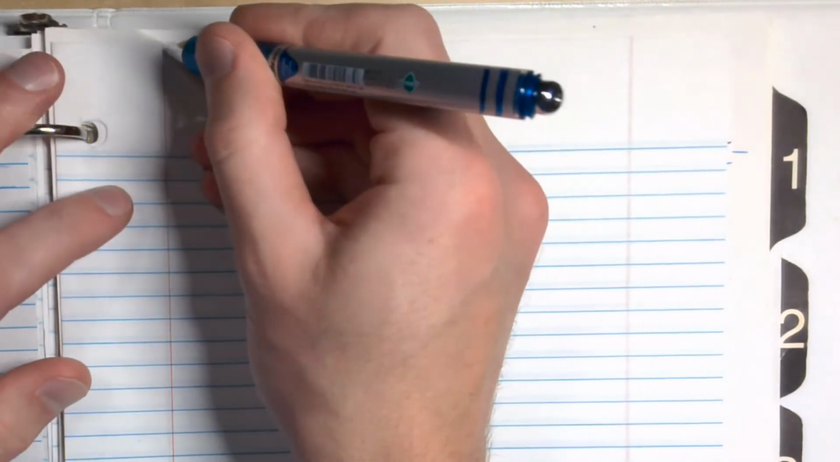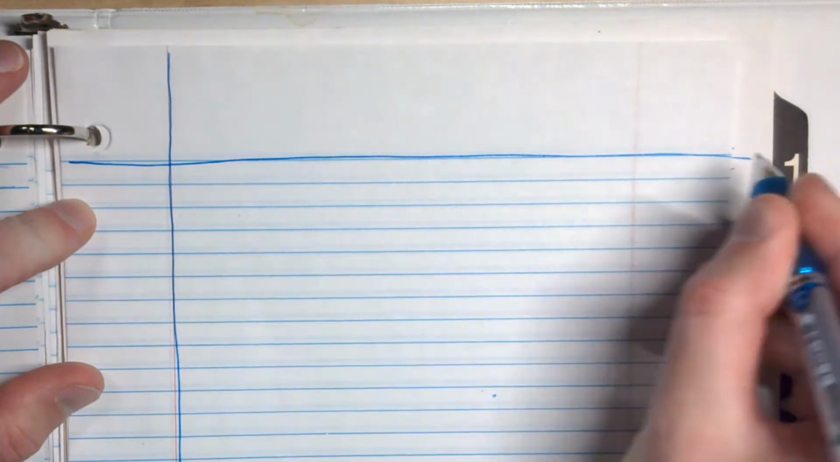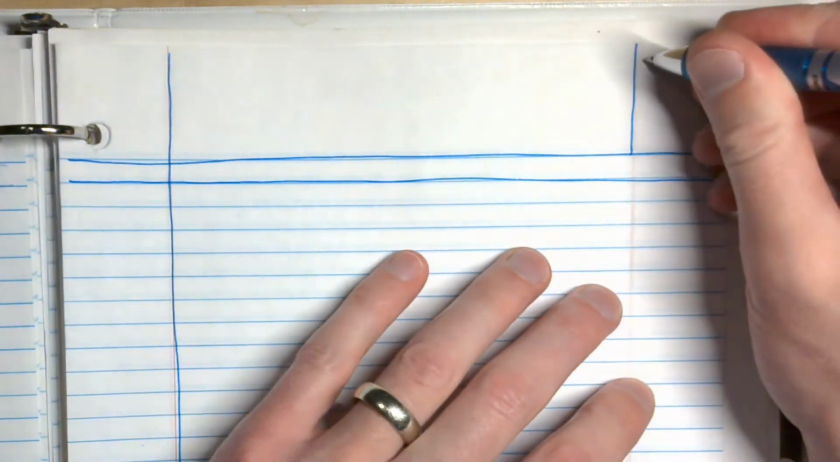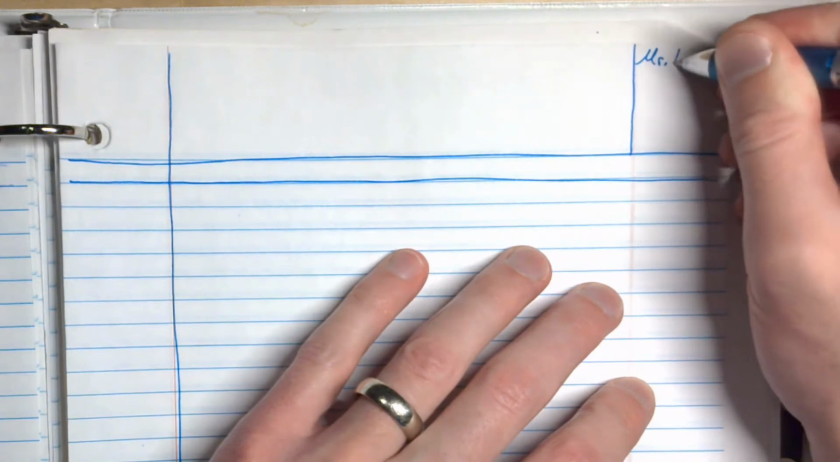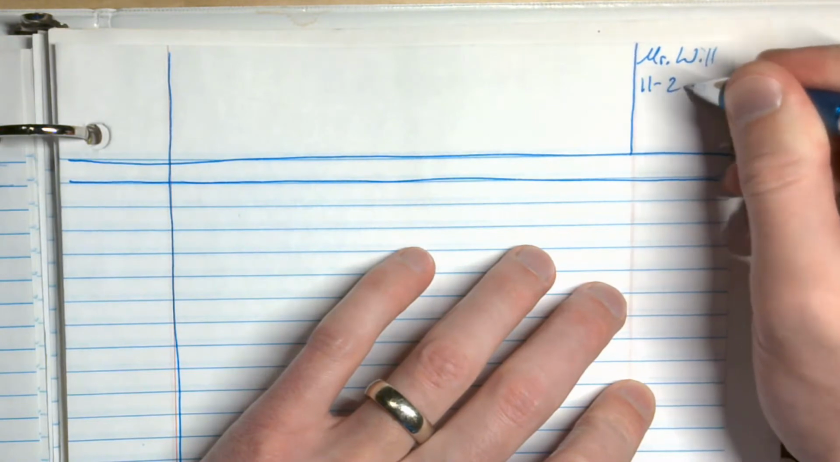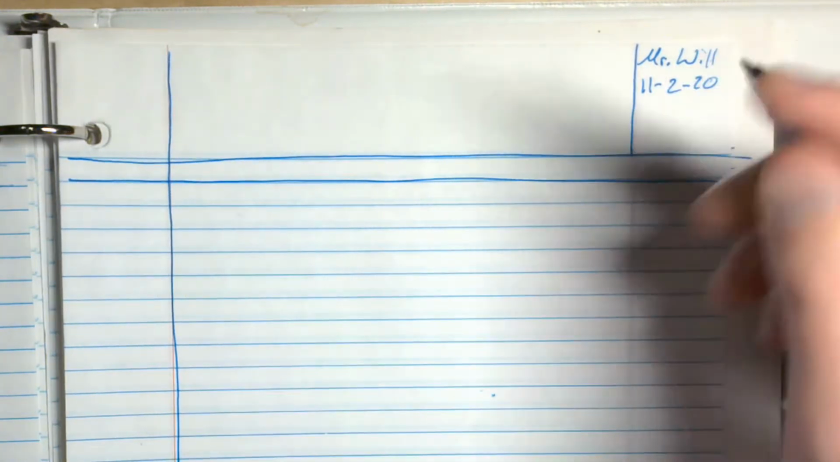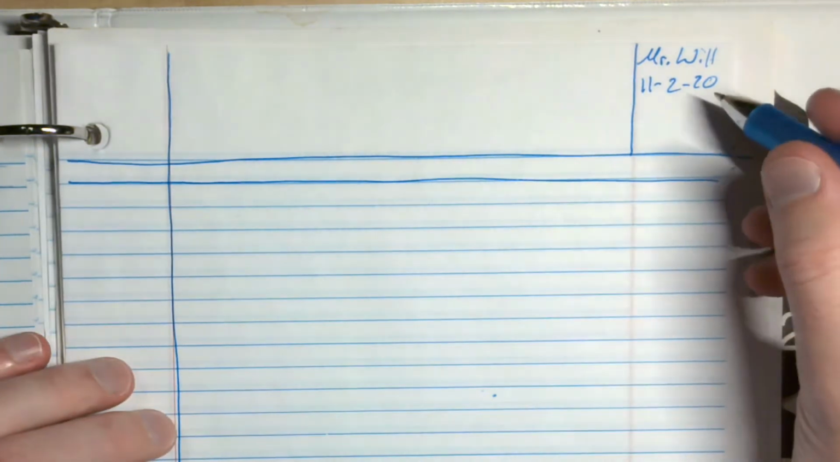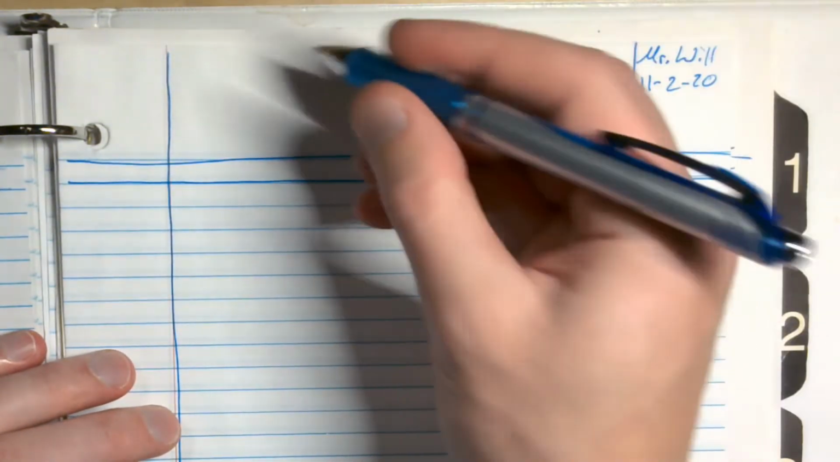So I'm going to draw a line straight down, and then two across the paper, and then one down here. So remember, in the top right, you put your name. I'm going to put mine, Mr. Will, and it will be okay. And so then we're going to talk about density, the main part.